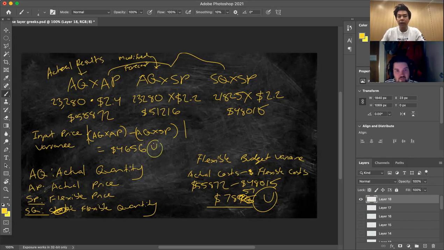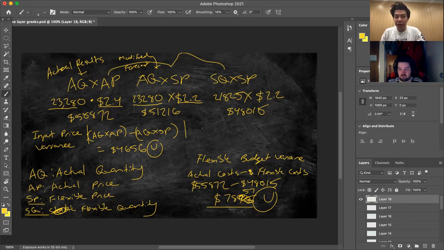And the reason why we call it the input price variance is because we use the actual units for both, right? But we use different prices. We use the actual price here and the forecast price. That's why we call it input price variance, because we're changing the input price for each one. So because our cost per unit increased by 20 cents per unit, that incurred an unfavorable loss for us of $4,656.